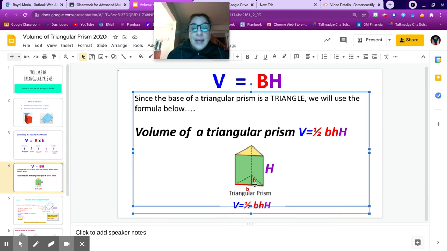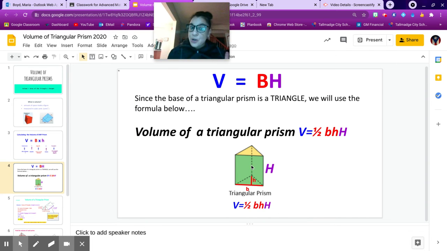So if I'm looking at this triangular prism right here, I'm going to start by finding the area of the triangle. So I'm going to do 1/2 times base times height, that's in red, and then I'm going to multiply that by the height of the prism. All right, so let's get into it and let's do an example together.